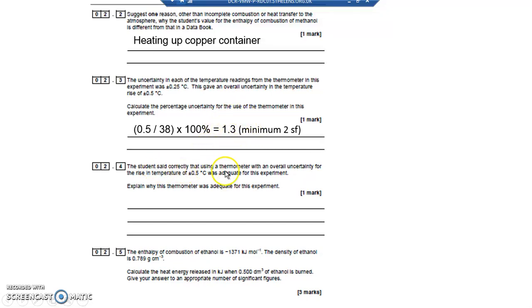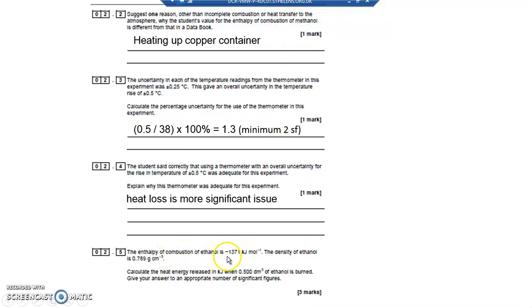The student said correctly that using a thermometer and an overall uncertainty of the rise of temperature of 0.5 was adequate for this experiment. So the thermometer has got an error on it, but the student said it was adequate for the experiment. Explain why it's adequate. So even though the thermometer's got an error, there's probably a bigger error somewhere else, and the main errors are these three: incomplete combustion, heat transfer to the surroundings, or heating up the copper container. The main one is heat loss to the surroundings, heat transfer to the atmosphere, is your biggest error. So really this is insignificant in comparison to heat loss.